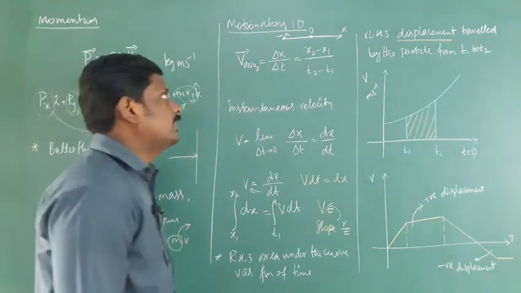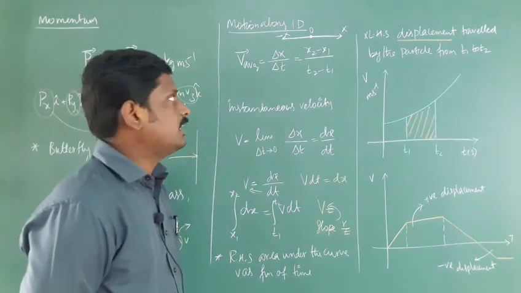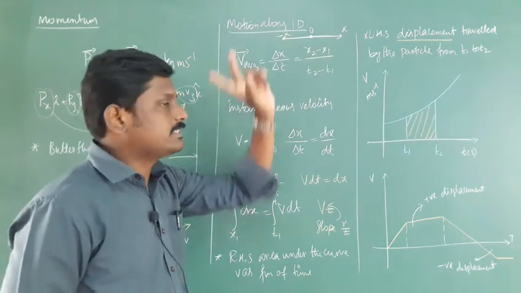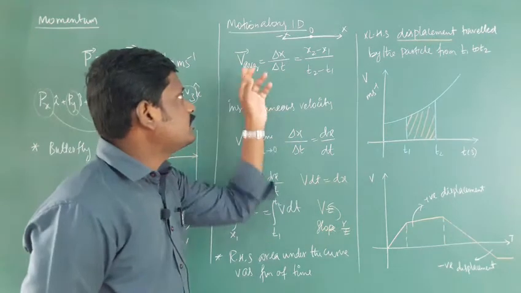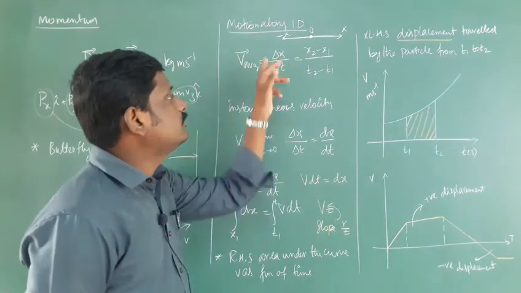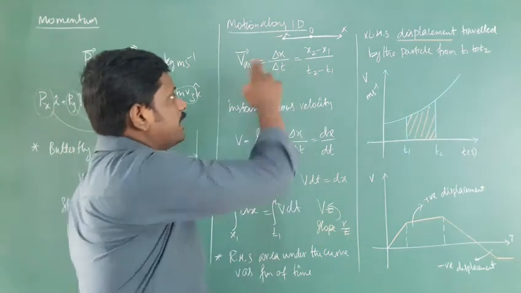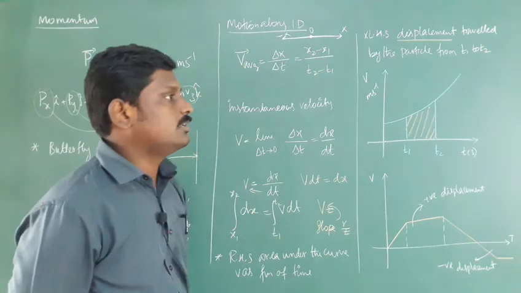Then motion along one dimension. For a particle moving in one dimension, the velocity is a vector. It may be in the positive x direction or in the negative x direction. Consider a particle moving in the x direction. Then average velocity is the ratio of the position vector change with respect to time. So here delta x by delta t, where there is a change in x, that is x2 minus x1, over t2 minus t1.